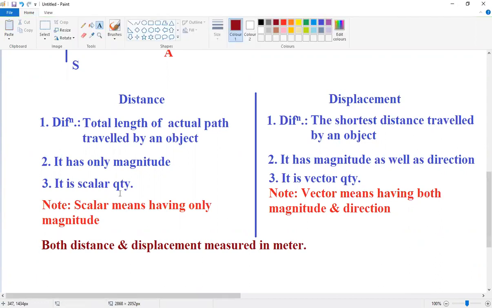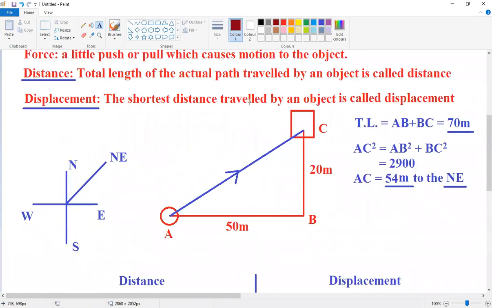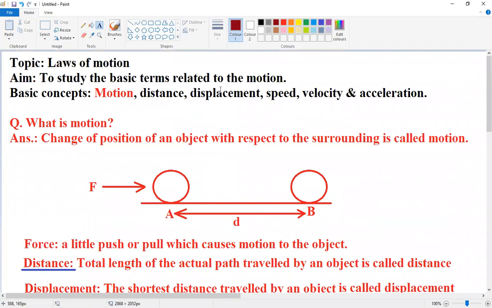All right. Now, based on distance and displacement, we are going to study our next basic terms, which are again related to the motion part, and those terms are speed, velocity, and acceleration. But before that, let me know whether these motion, distance, displacement concepts are clear or not. All clear.